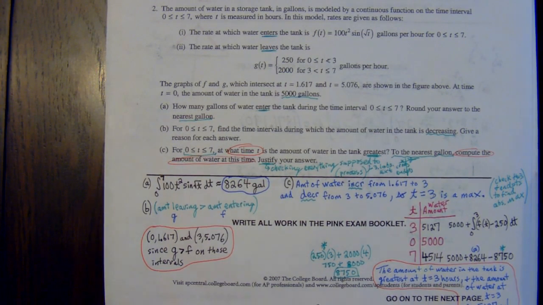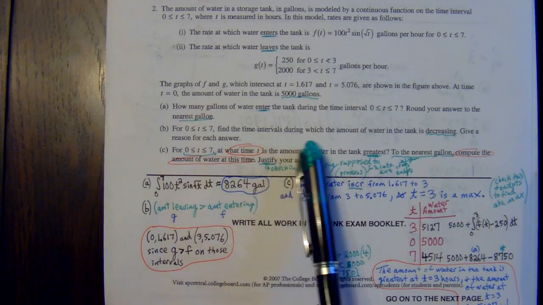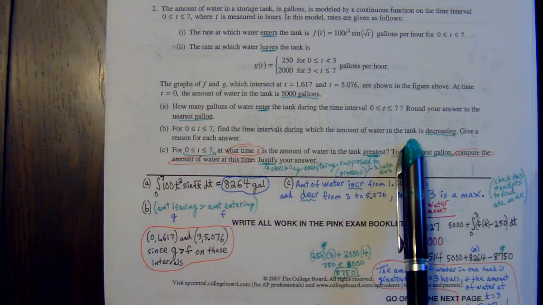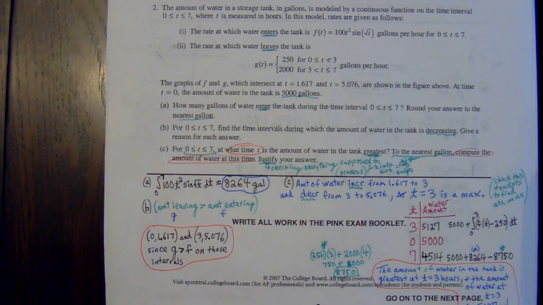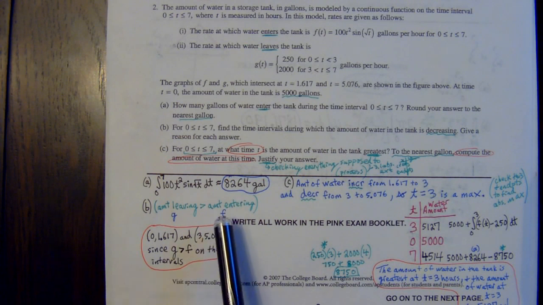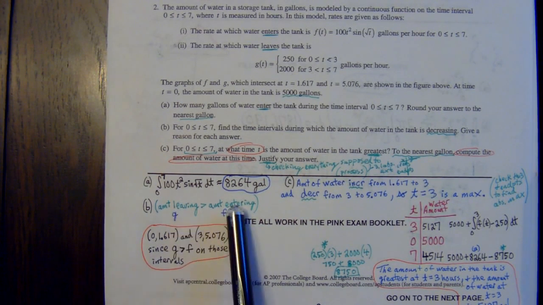Now part B, a little tricky, but we're really just using the graph right there and a little bit of common sense. It says, find the time interval in which the amount of water in the tank is decreasing. So think about it: the amount of water in the tank will be decreasing if the amount leaving the tank is greater than the amount entering the tank. That's what I'm thinking about right there.